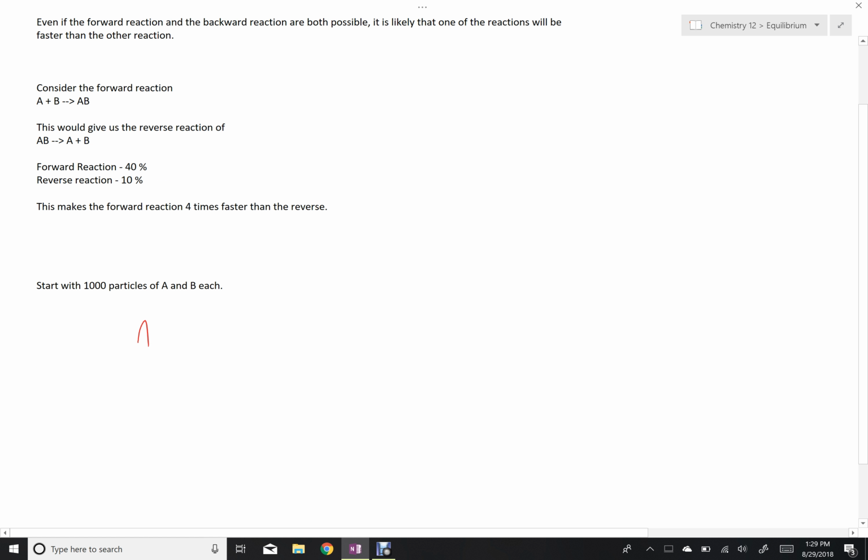So imagine I have A and B, and I have 1,000 particles of each. And I have AB, and we're going to start with none of it. So I'm going to say 40% of my 1,000 particles will react in the forward reaction. So this is going to go at 40%. And 10% will come back. So let's see what this looks like.